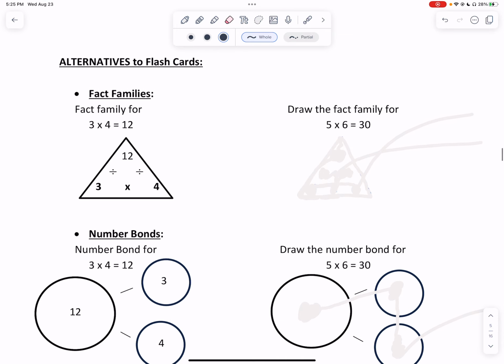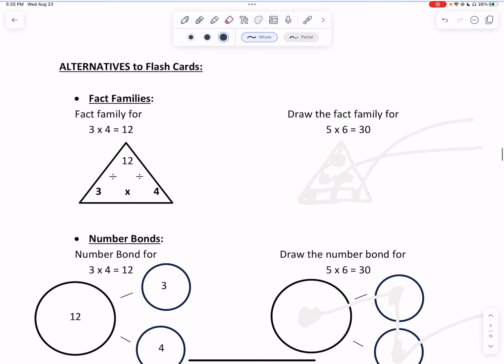All right, so flashcards are great, but with every flashcard, you only get one multiplication fact. So if I had a flashcard that said 3 times 4 equals 12, that is all I would get out of that one flashcard. The kid would look and say 3 times 4, okay, 12. Let's flip it over. Yeah, that's correct. Whereas you can make fact families.